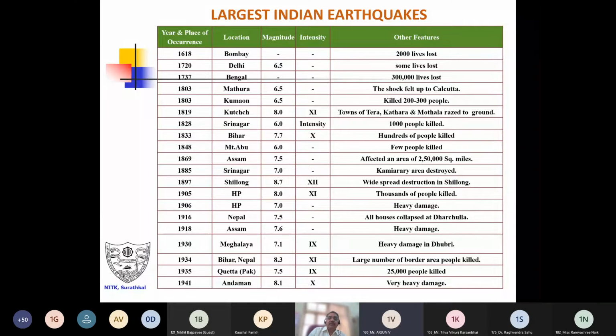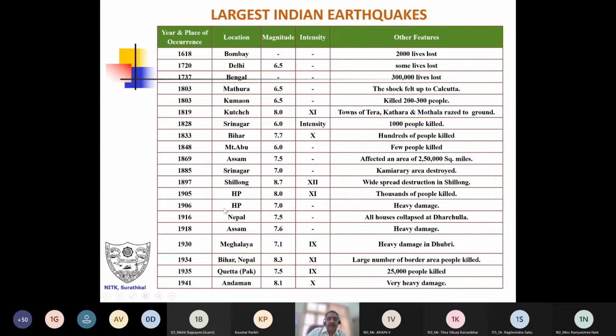Some of the largest Indian earthquakes are listed here. 1618 Bombay, not sure about the magnitude, around 2,000 lives lost. Then 1720 Delhi, magnitude 6.5. 1819 Kutch region, Gujarat, magnitude 8. 1828 Srinagar, magnitude 6. 1833 Bihar, 7.7. 1897 Shillong, magnitude 8.7 earthquake. So the entire northeast comes under severe seismic zone.